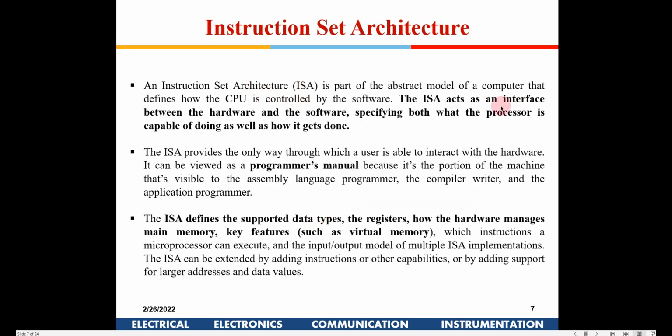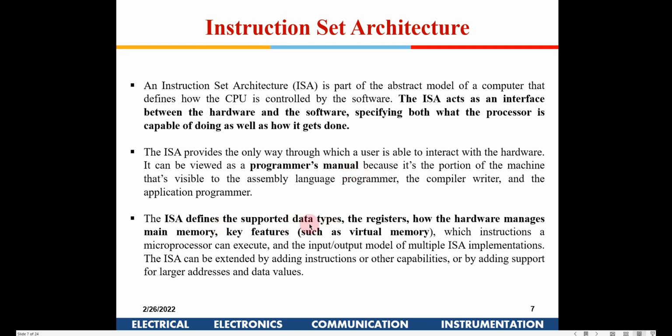Now the instruction set, what we discussed, is summarized here. The ISA acts as an interface between the hardware and the software, specifying what the processor is capable of doing, as well as how it gets done. Okay, so this is the programmer's manual, because everything the machine can do has been clearly laid out in the ISA. So he has to use one of these instructions only to write a program finally, right?